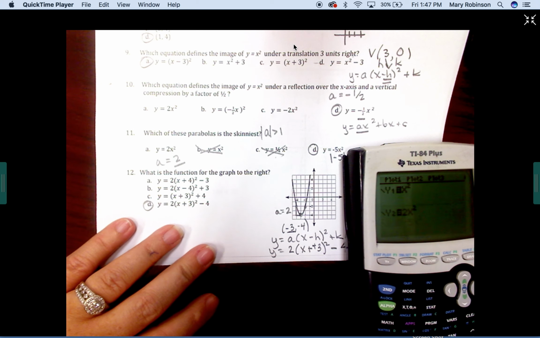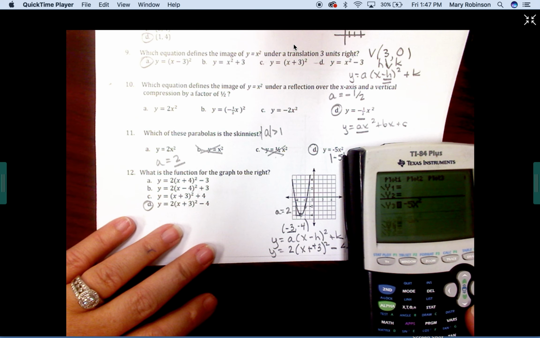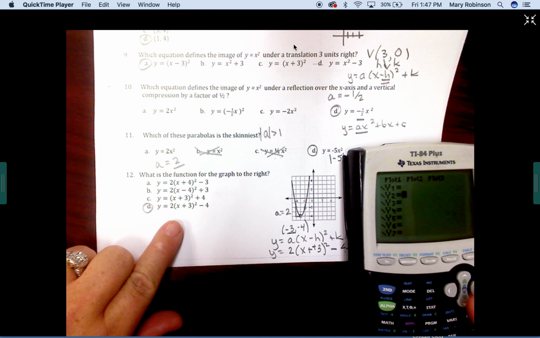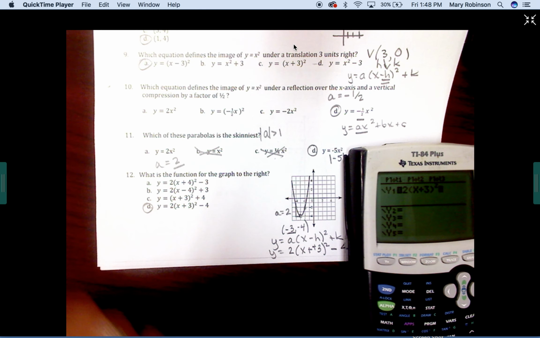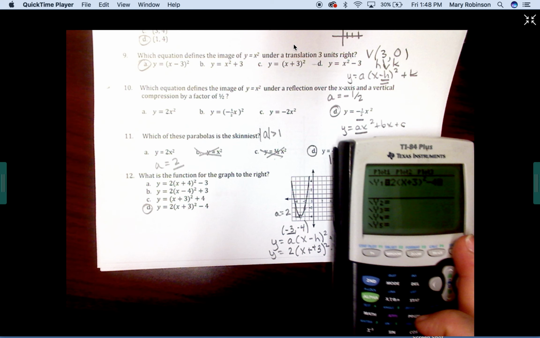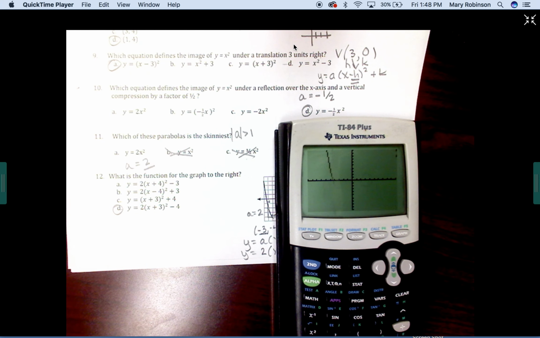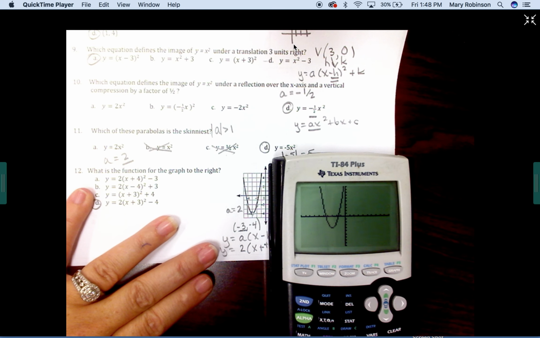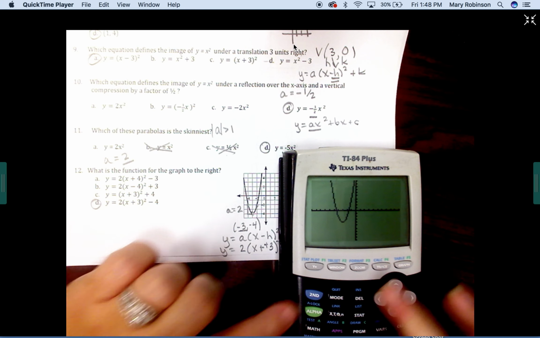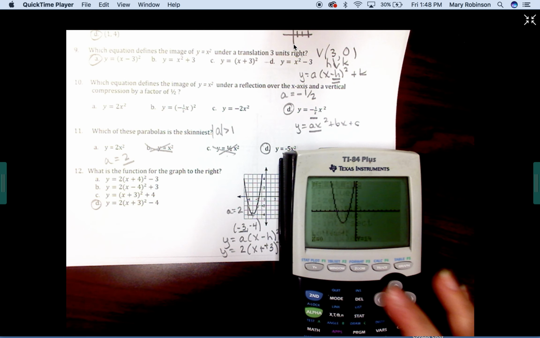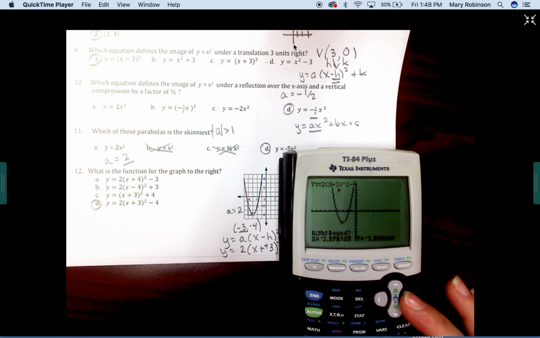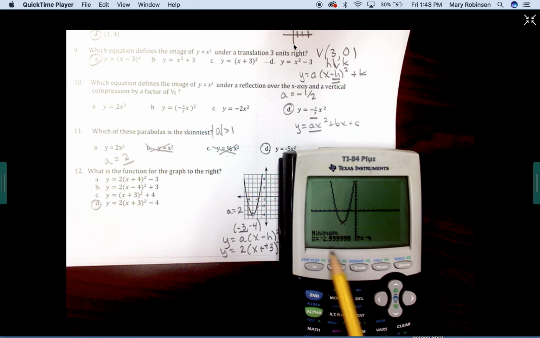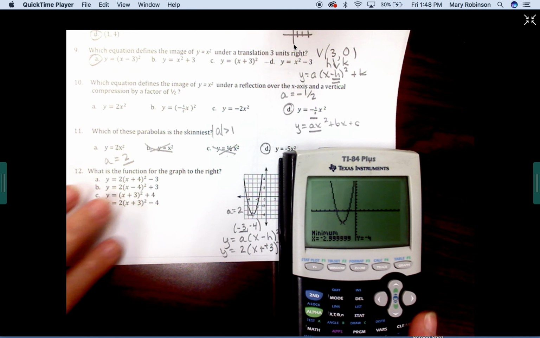But, of course, we could always just use our calculator as well. I'm not going to type all of them in, but because I know that this is the answer, I'll type that in my calculator, look at the graph, and that definitely matches the one on paper. In fact, we can do second trace min just to verify that our minimum is indeed at negative 3, negative 4. And it is negative 3, negative 4. So that is the correct graph.